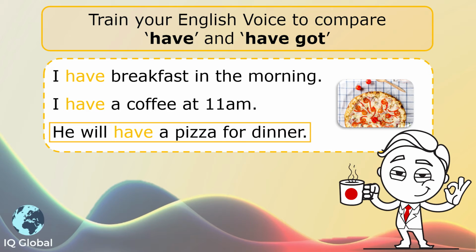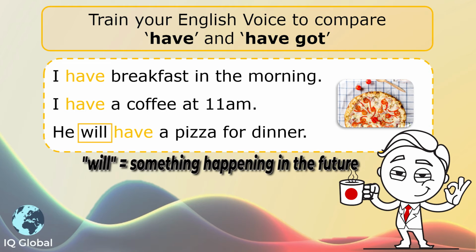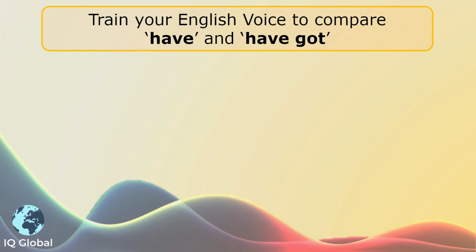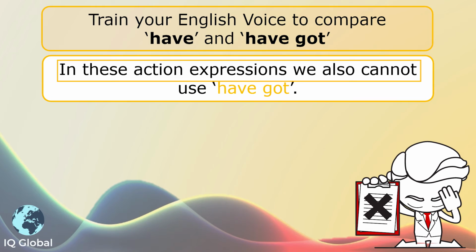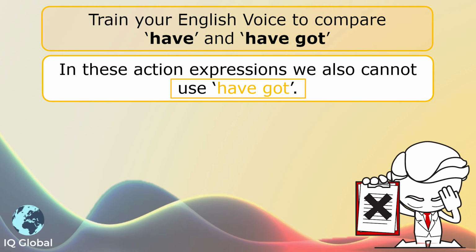He will have a pizza for dinner. Now we have the subject he, will, showing something that will happen in the future, have a pizza for dinner. In these action expressions, we also cannot use have got.